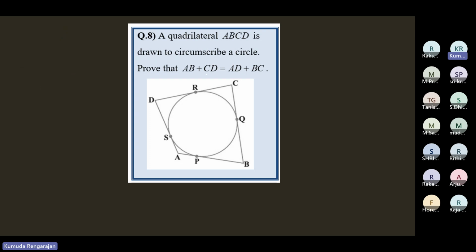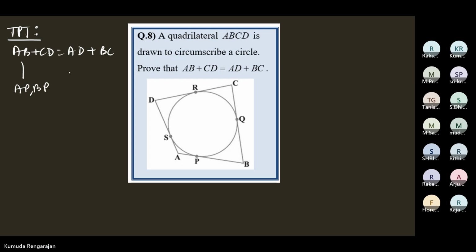Now we need to get the result. We need to prove that AB plus CD is equal to AD plus BC. Now what is AB made up of? AP and BP, right? Yes, ma'am. And what is CD made up of? CR and DR.